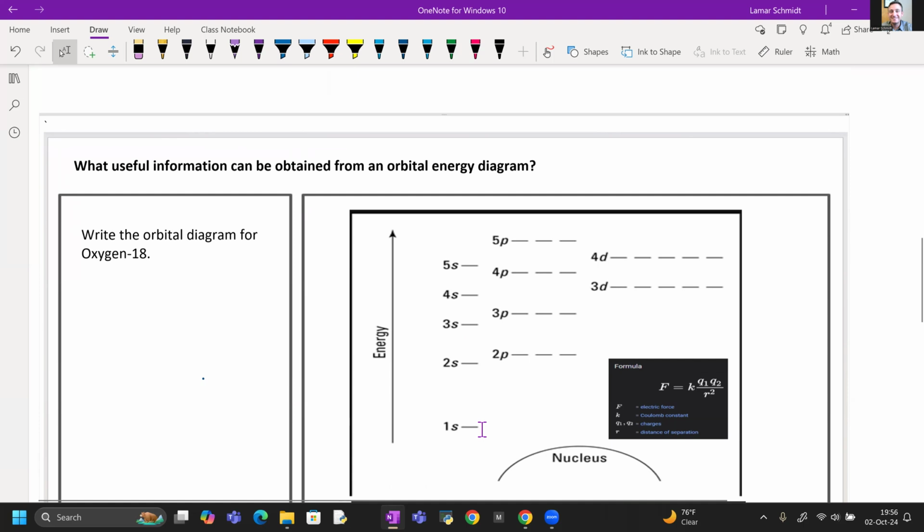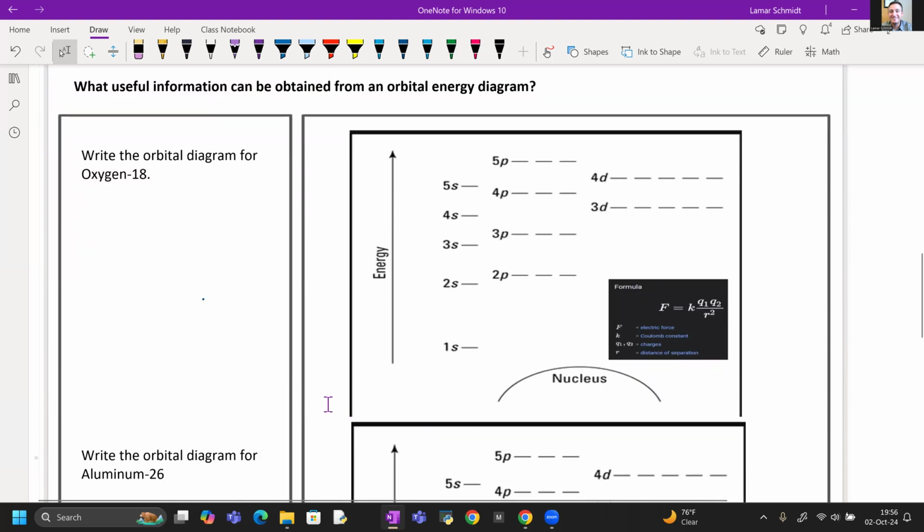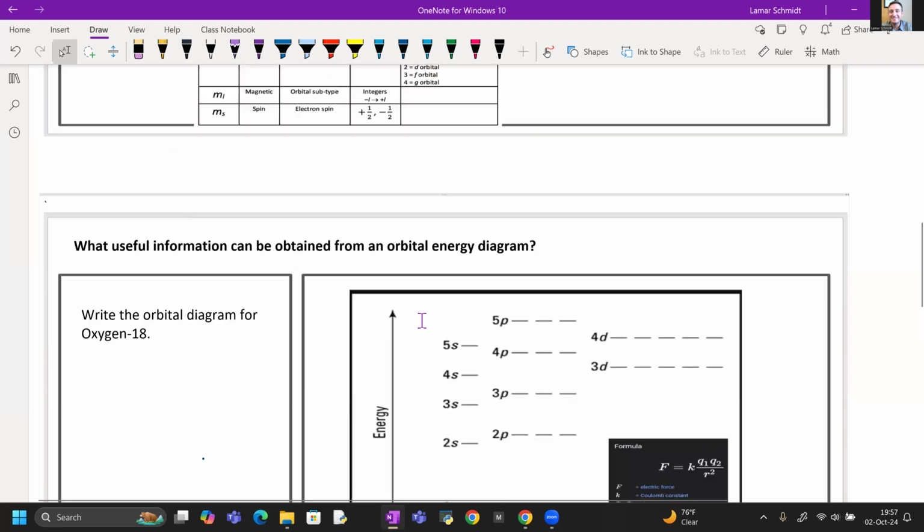Now in an orbital diagram we use arrows to represent electrons, and we're going to talk about this with these rules here in just a second. An up arrow represents a positive spin, and a down arrow represents a negative spin. Every time we have an arrow in our representation, those arrows are representing electrons.